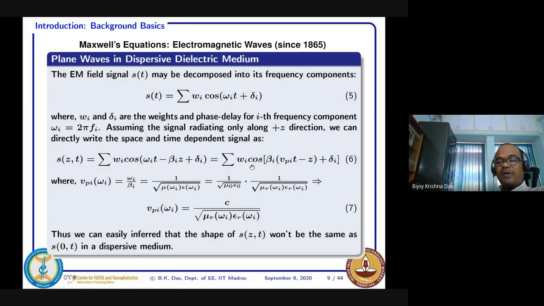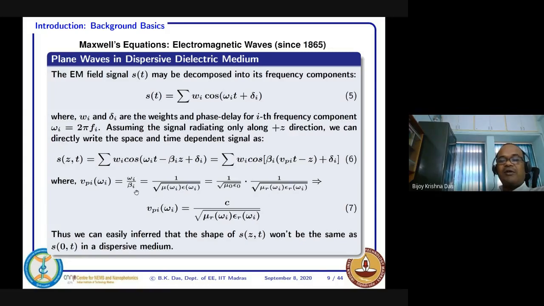If you modify that a little bit and take beta i common, you introduce v_pi, which is nothing but omega i by beta i. Beta i you are taking out, so that v_pi t minus z, and here I think delta i we are keeping as it is, right? Now this v_pi means omega i by beta i. That is what we have expressed here, that is how omega i will be coming, and that can be expressed as velocity.